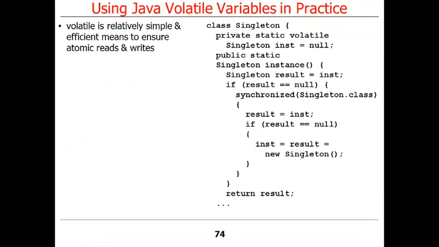Okay, so let's show some examples of using volatile in practice, and this will illustrate a whole bunch of interesting things, including some rather cool patterns. This particular example is going to illustrate how to ensure atomic reads and writes very inexpensively. The idea here is we're trying to come up with a way to synchronize a singleton.